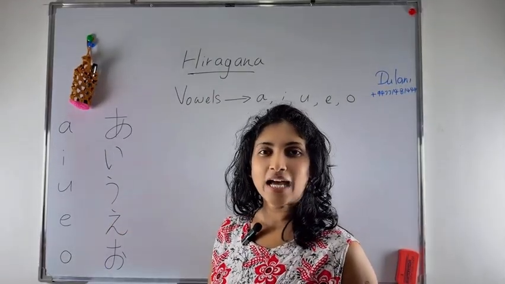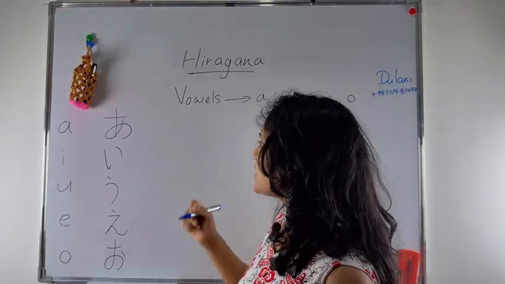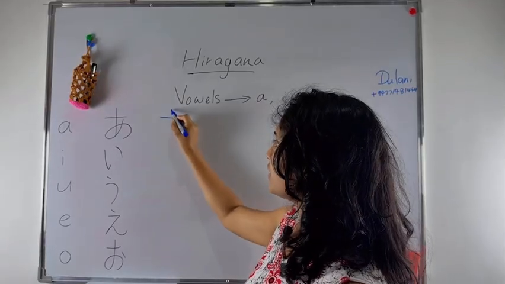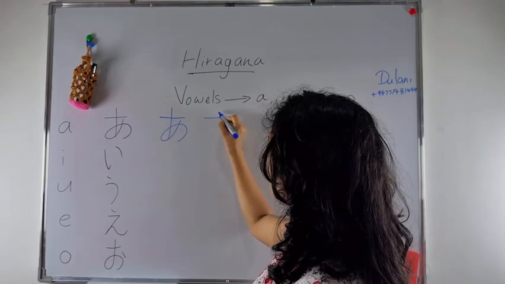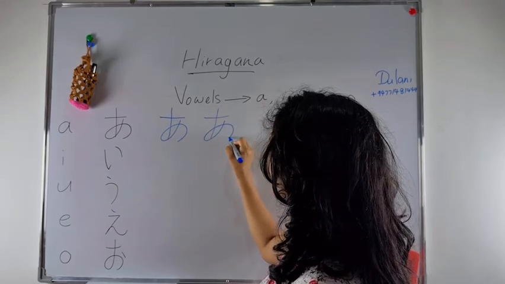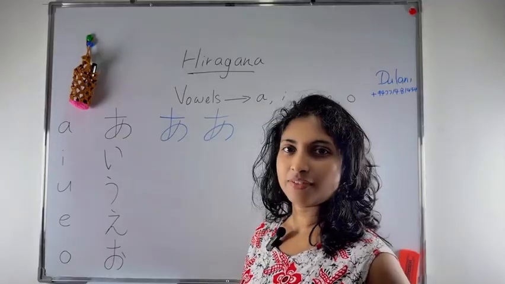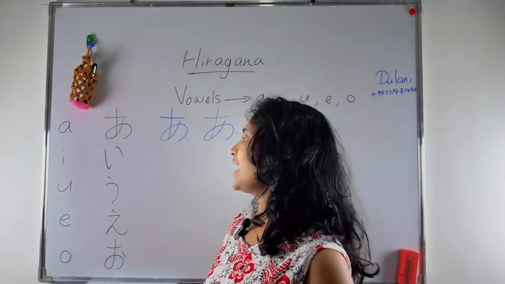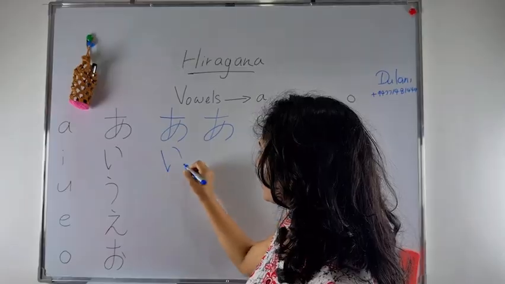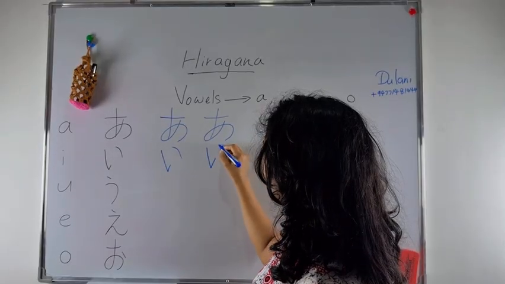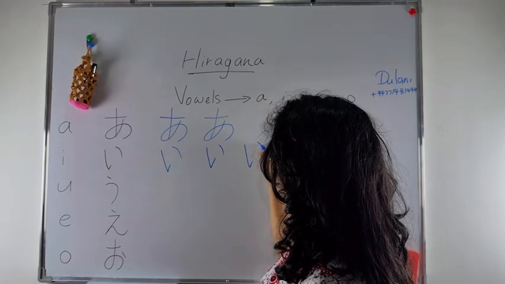We are going to write the letter A. There are 3 steps: 1, 2 and 3. Okay, you can practice. And then I. 1, 2. 1 and 2.